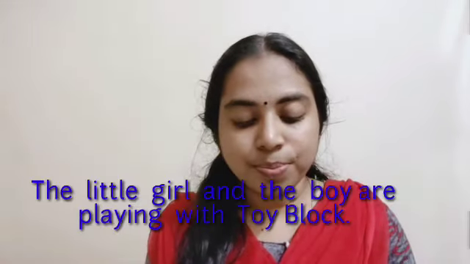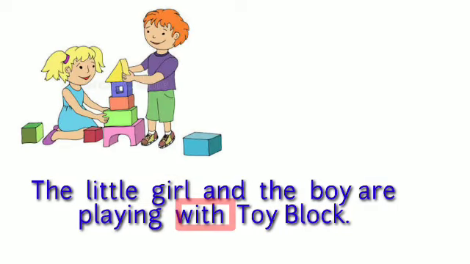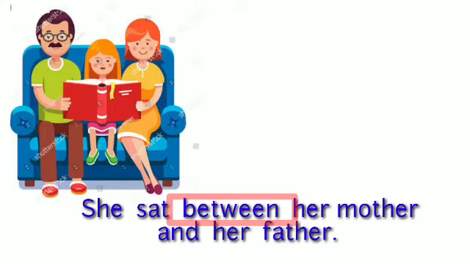Then next. The little girl and the boy are playing with toy blocks. With. Playing with. With is a preposition. Next one. She sat between her mother and her father. Between. ഇടയിൽ. നടുക്ക് എന്ന വരുന്ന അർത്ഥമാണ് between.